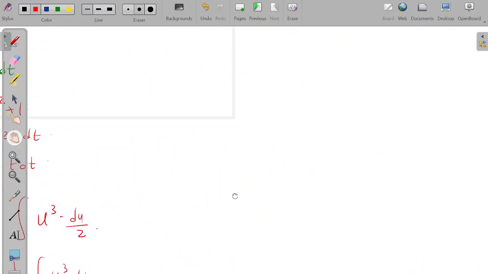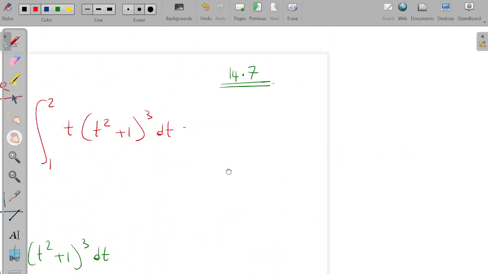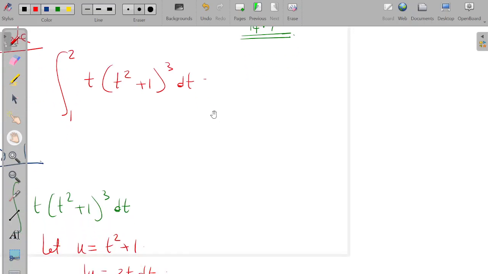Now let's go for the second one, which is the one we are going to be following, so to say. In the second one, we are given the definite integral, so we say let u be equal to t squared plus 1.